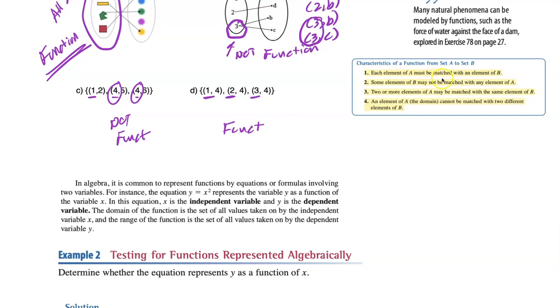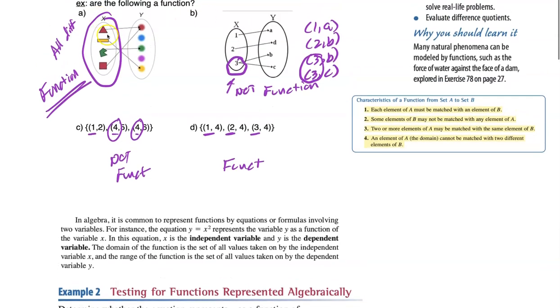Some characteristics of functions. Each element of A must be matched to an element of B. That's the kind of thing we're saying here, right? Every A has to go to a B. So you might say, well, the blue doesn't have anybody. All we care about is the domain, right? These all have to go somewhere. You can't have one by itself. If you had a number by itself here, like 4, and it went nowhere, it would not be a function.